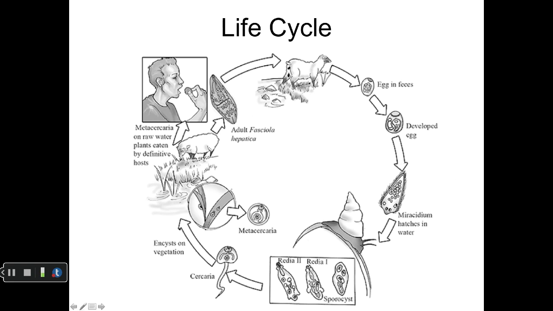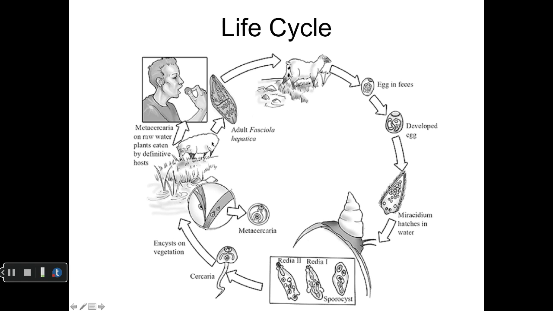Inside the egg, the miracidium is developing, and in the water, the operculum opens, and the miracidium comes out, finds an appropriate snail host, and penetrates the snail. Inside the snail it transforms into the sporocyst stage, and then from the sporocyst into a mother and daughter redia generation. In the daughter redia, the cercariae develop, and then they are released from the snail into the water column. The cercariae swim until they come in contact with aquatic vegetation, where they form metacercariae.